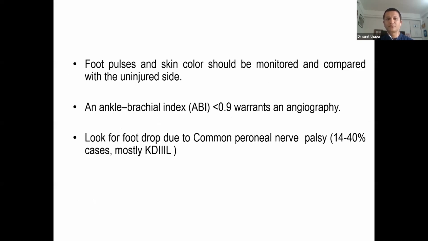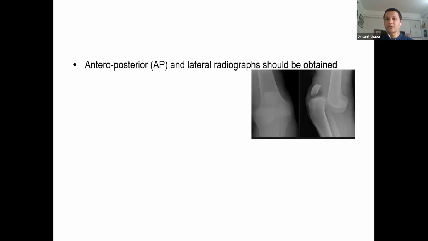We have to look for a foot drop, which is very common in knee dislocation due to common peroneal nerve injury, and it is most common in KD3L type, and the incidence can be as high as 40%. We have to look for any open wound associated with knee dislocation. Then get an anteroposterior and lateral radiograph of the knee. This is important not only to see the direction of dislocation, which will help in the closed reduction maneuver, but also to see the associated fractures, periarticular fractures in KD5 knee.